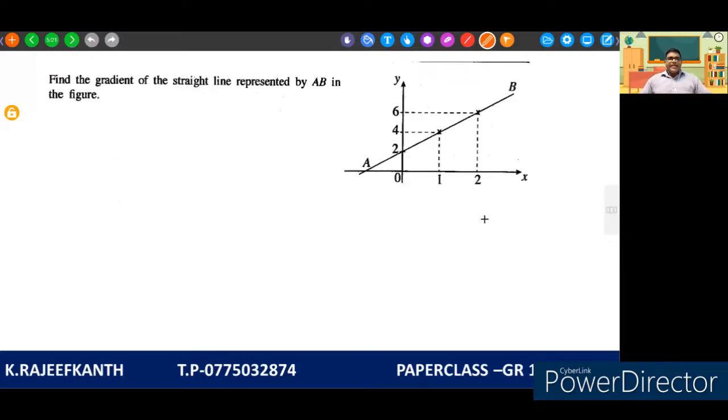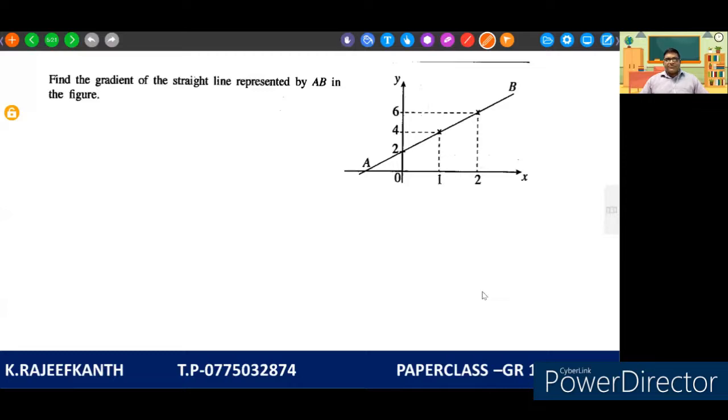Find the gradient of the straight line represented by AB in the figure. There's a straight line AB. Here they have given some points on that line AB. Here this is (0, 2). This point is (1, 4). This point is (2, 6). So find the gradient of the straight line represented by AB in the figure.